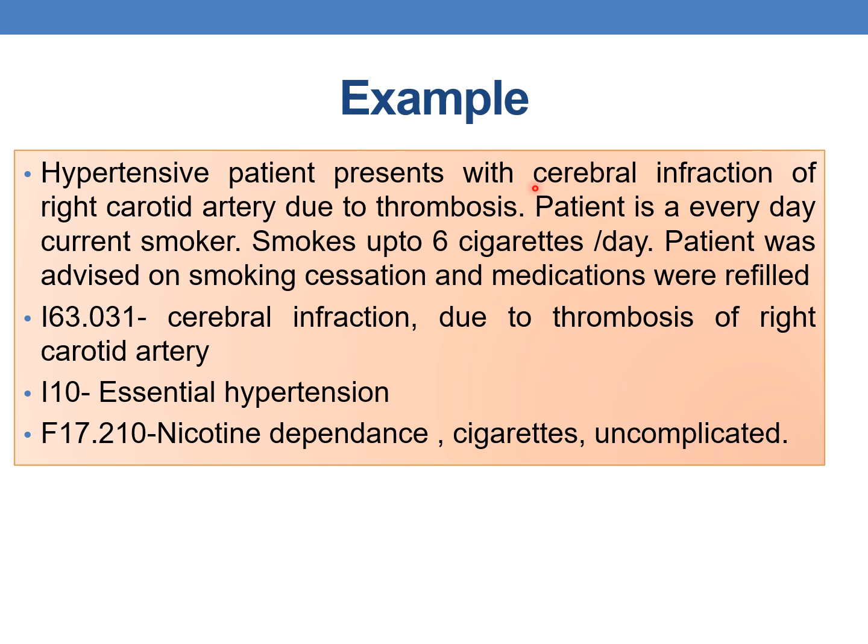First, the patient is having cerebral infarction of the right carotid artery due to thrombosis. So the first code would be I63.031, cerebral infarction due to thrombosis of right carotid artery. Followed by, the patient is hypertensive, so essential hypertension code I10. Then the patient is a current everyday smoker, which is given by F17.210, nicotine dependence, cigarettes, uncomplicated. So three codes are appropriate for this scenario.